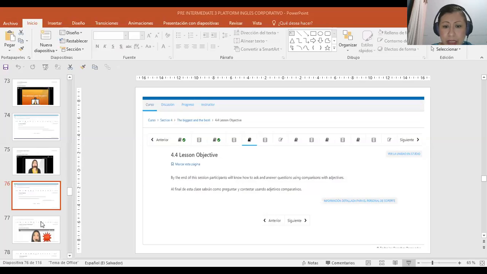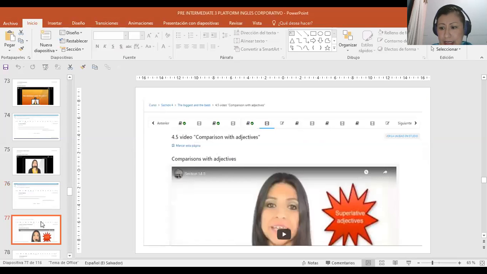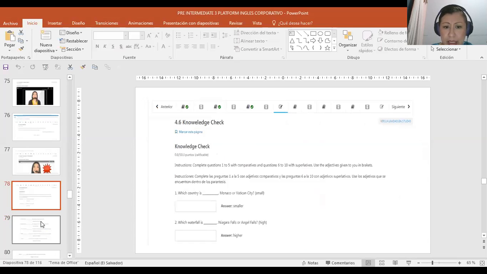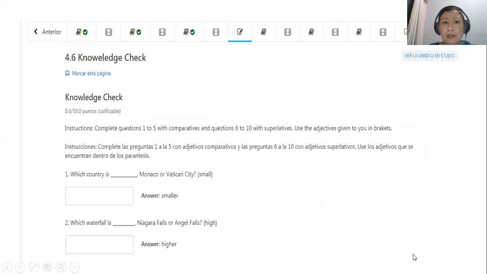Yes, because I remember that we have an exercise. So let me see if we can, okay, yes. Okay, the 4.6 knowledge check says complete questions 1 to 5 with comparatives and questions 6 to 10 with superlatives. Use the adjective given to you in brackets. So remember, from 1 to 5 is comparative and from 6 to 10 superlative.